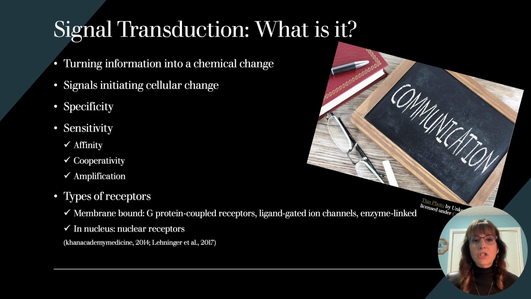Signal transduction occurs through four major types of receptors: G protein coupled receptors, ligand gated ion channels, and all sorts of enzyme linked receptors in the cellular membrane. And in the nucleus, we also find nuclear receptors. Now, in the cell cycle, we're going to focus mostly on kinases.